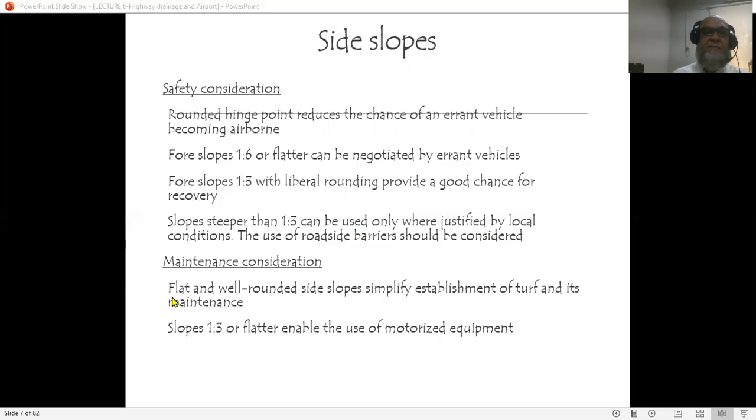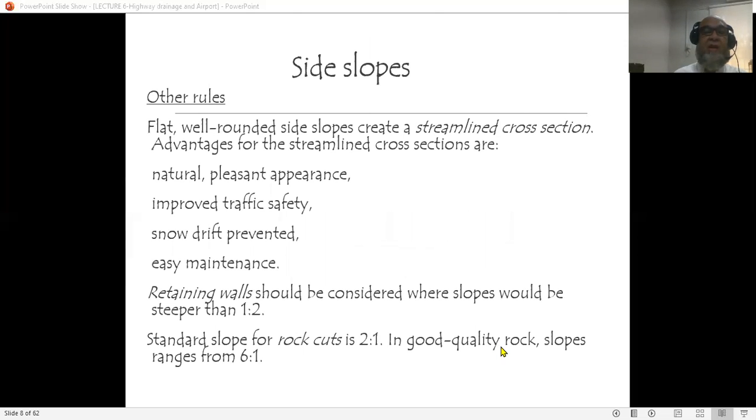Maintenance consideration: flat and well-rounded side slopes simplify establishment of turf and its maintenance. A 1:3 slope enables the use of motorized equipment. Other rules of side slopes: flat, well-rounded side slopes create a streamlined cross-section. Advantages for the road sections are a naturally pleasant appearance, improved safety, snow drift prevented, and easy maintenance.